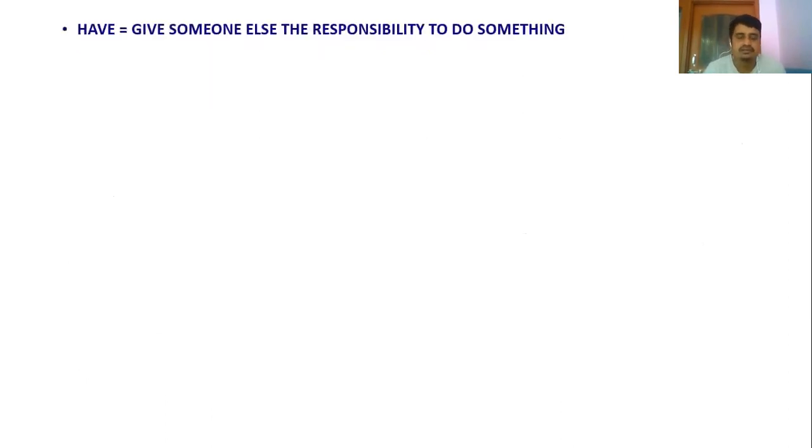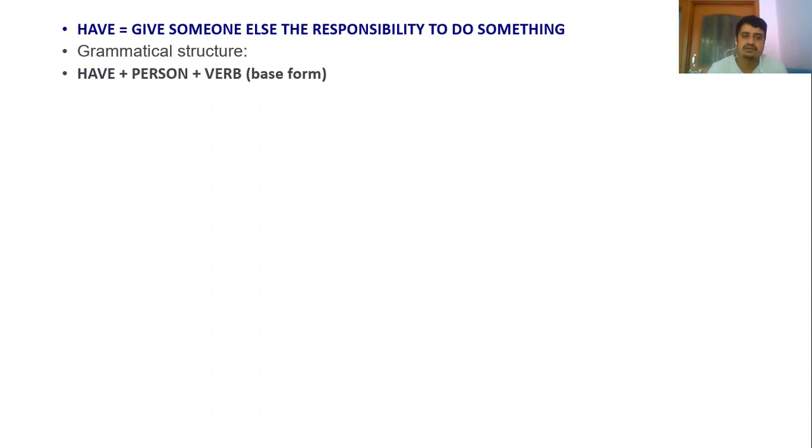Have. Another causative verb. It means give someone else the responsibility to do something. Just remember it. Give someone else the responsibility to do something. The grammatical structure of causative verb have is have plus person plus verb. Base form must be used. Have plus thing plus past participle. If have is followed by a person, then we have to use the base form. If have is followed by things, then we have to use the past participle form of the verb.